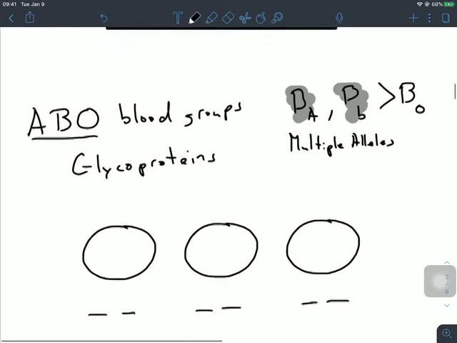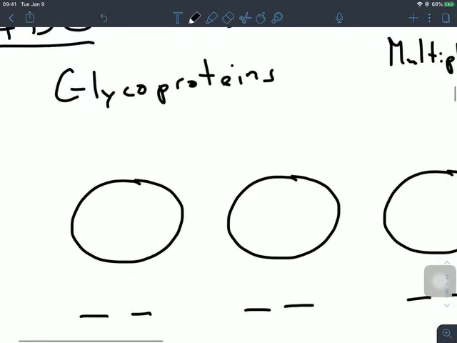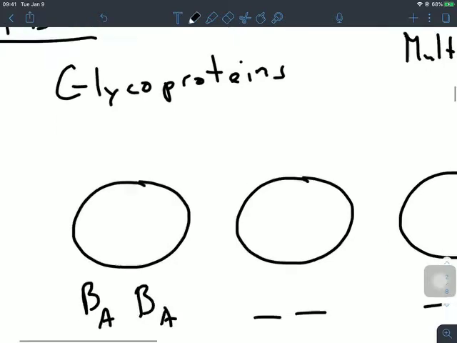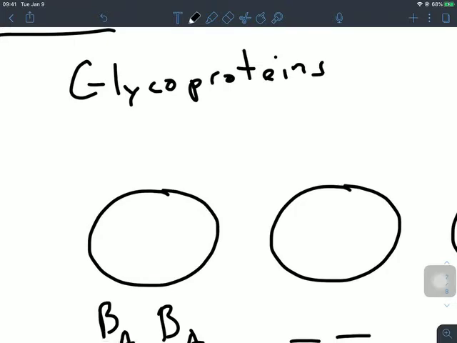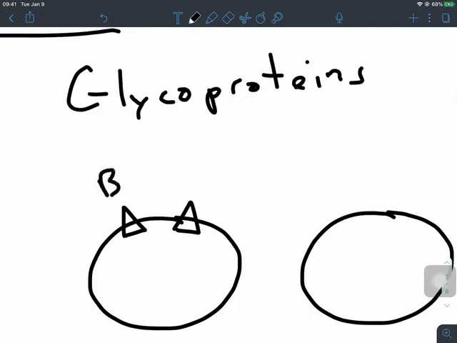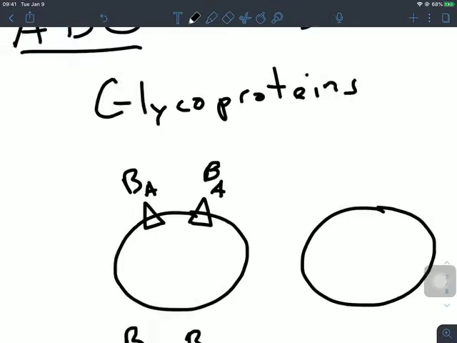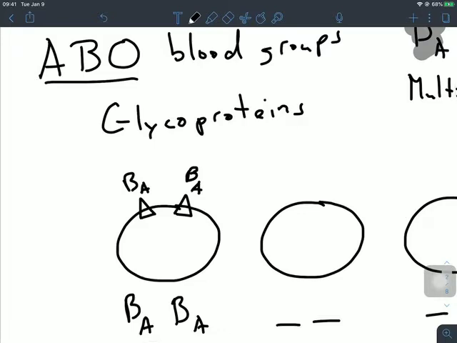So the way that this works is if you have a blood cell that is BA, BA, this cell will go ahead and make proteins on the surface of the cell that have A receptors, and only A receptors. That means this cell will float around going, hey, I'm A, I'm A, I'm A. If you're anything but A, I'll pick a fight with you.